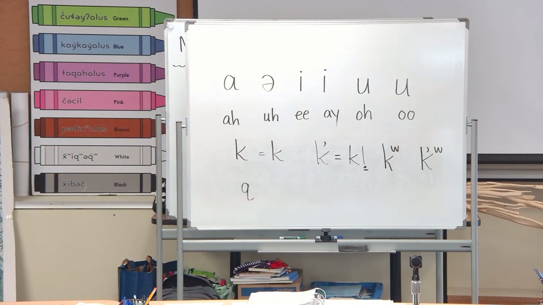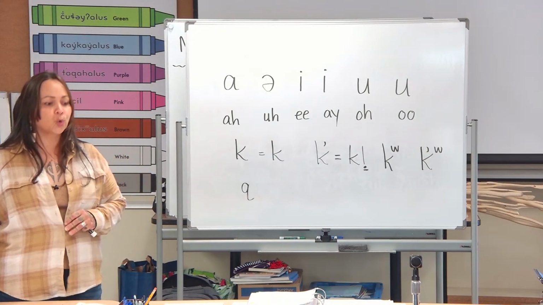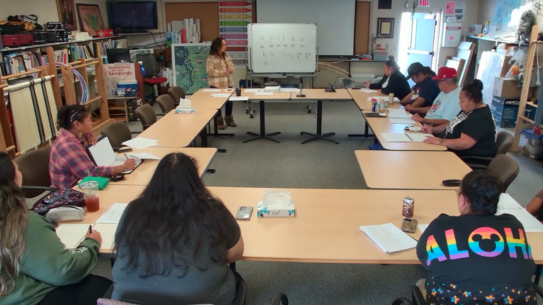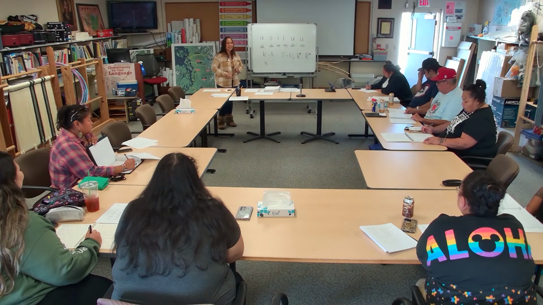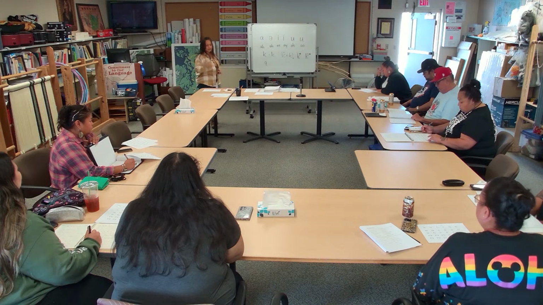So regular K, glottalized K, glottalized K raised W. Fourth line, qua, qui, que, quo, quo. Let's do that one again. Deep breath. Pause for a moment. Ready? Qua, qui, que, quo, quo.